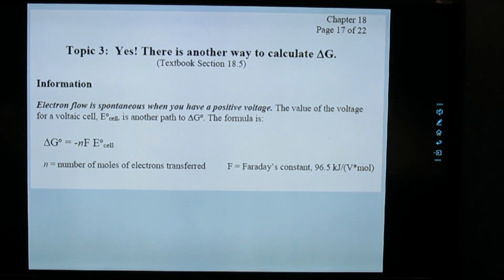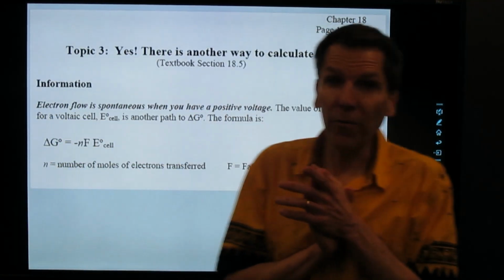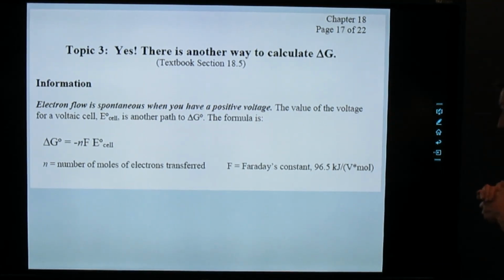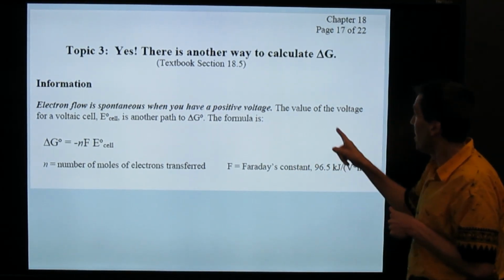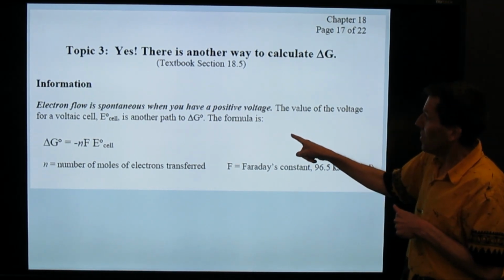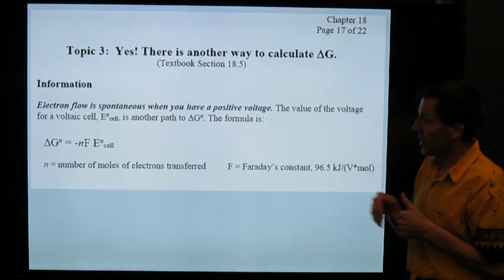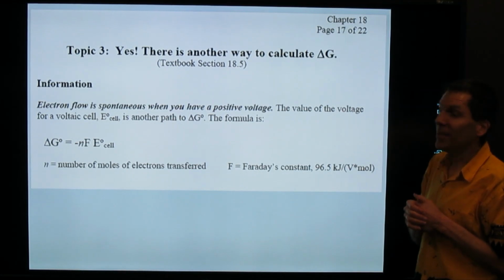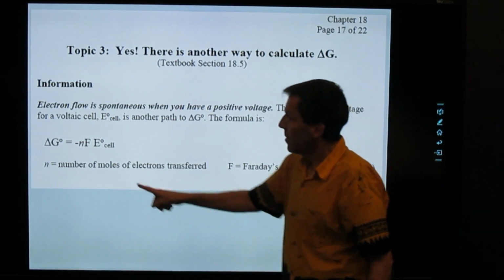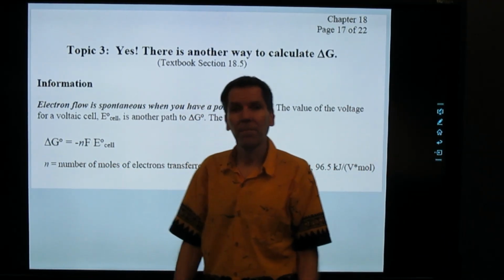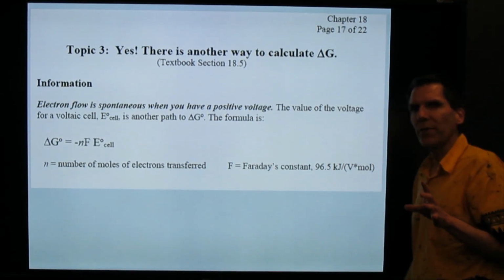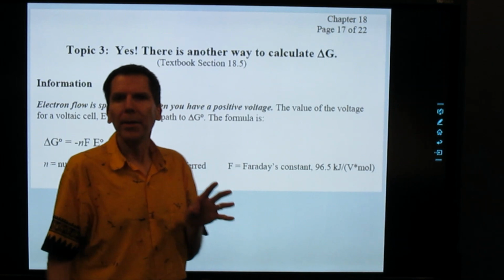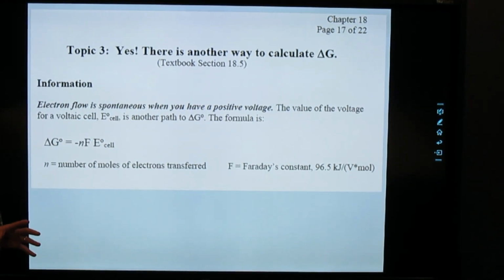And so as I mentioned earlier, electron flow is spontaneous when you have a positive voltage. And so that will give us another way, we'll see, to calculate the delta G. In the formula right here, N is the number of moles of electrons moved in a balanced equation.